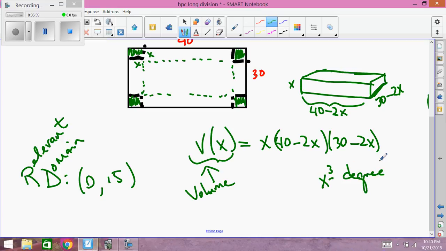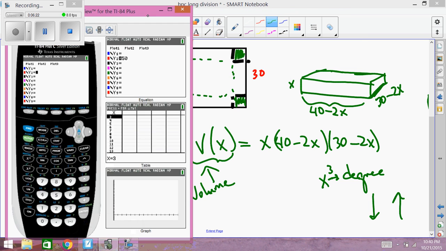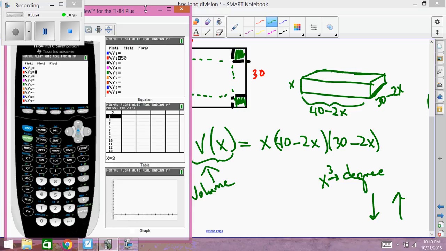So this is going to be the degree. All right, this should make sense because volume is a three-dimensional measurement. Okay, so all that should make sense. Positive, we're going to have the end behavior up on the right and down on the left. Okay, outstanding. So in order for you to find your maximum, you're going to use your calculator here, okay? And I'm going to put this equation into my calculator. I'm going to look for a maximum.